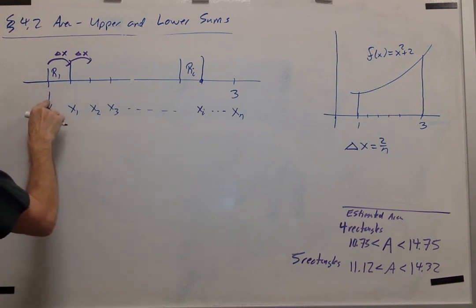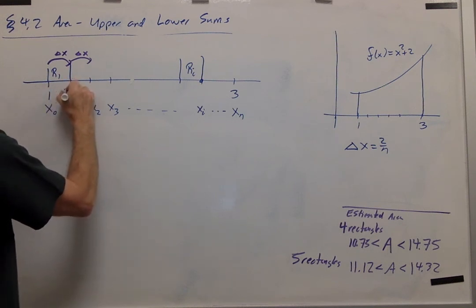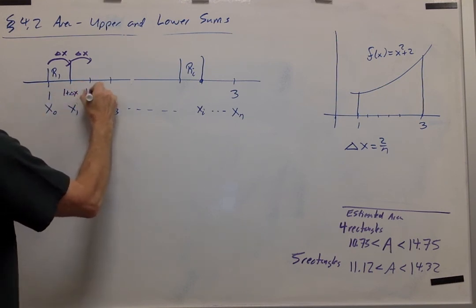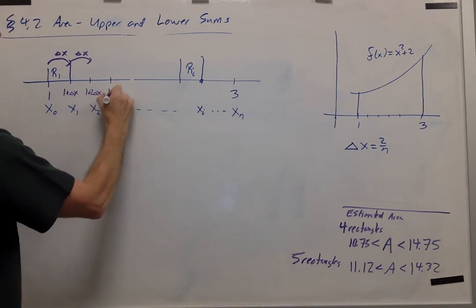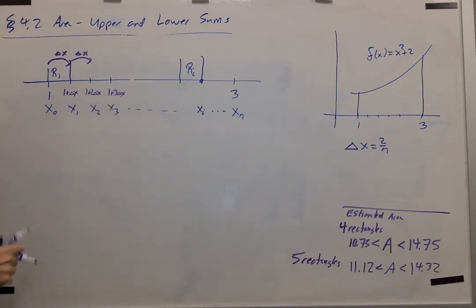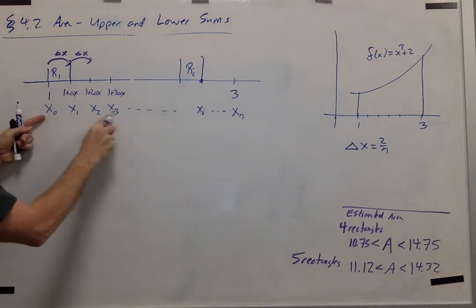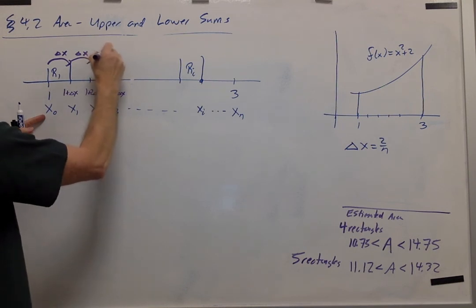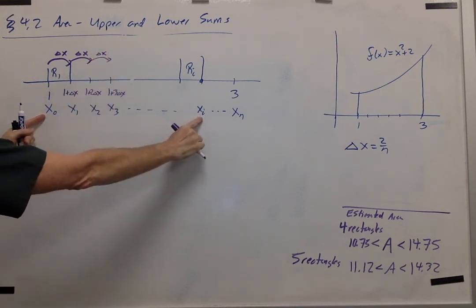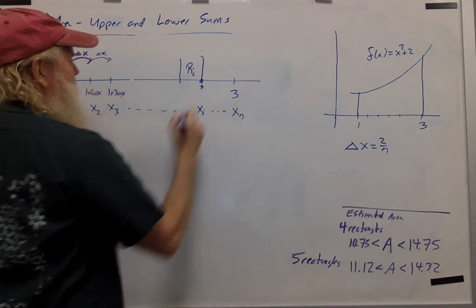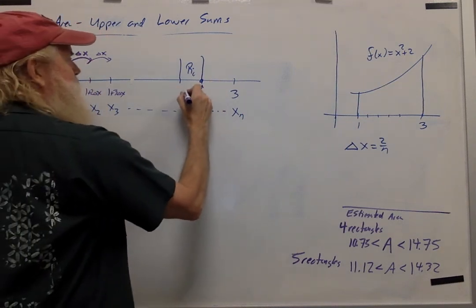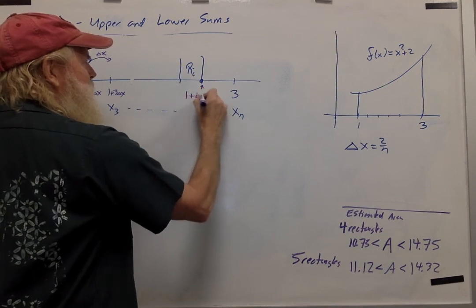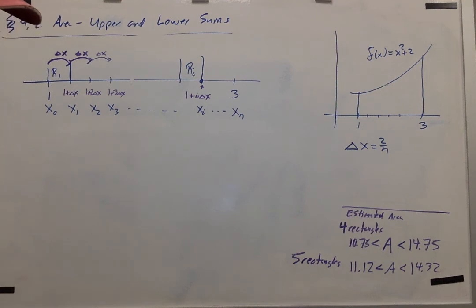So if the left endpoint is 1, the next one is going to be 1 plus delta x. Then the one after that will be 1 plus 2 delta x, and then 1 plus 3 delta x, and so forth. Because to get from x naught to x3, I have to add delta x 3 times. So if I want to get over to x of i, I need to add delta x i times. So this point will be 1 plus i times delta x.